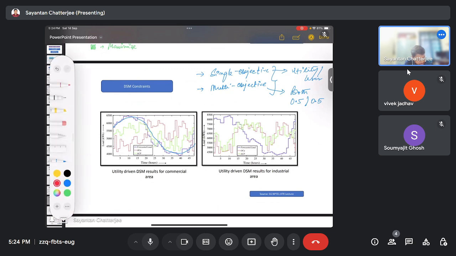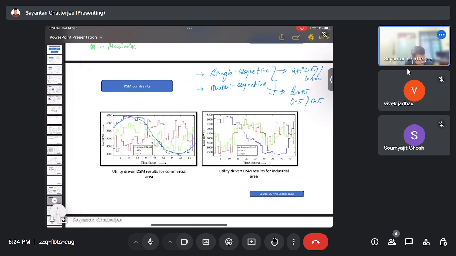This is the targeted load curve. This is the generic, this is the approximated. So this is the target: if we can reduce this much to this much for some area, that is enough. This is the peak period.